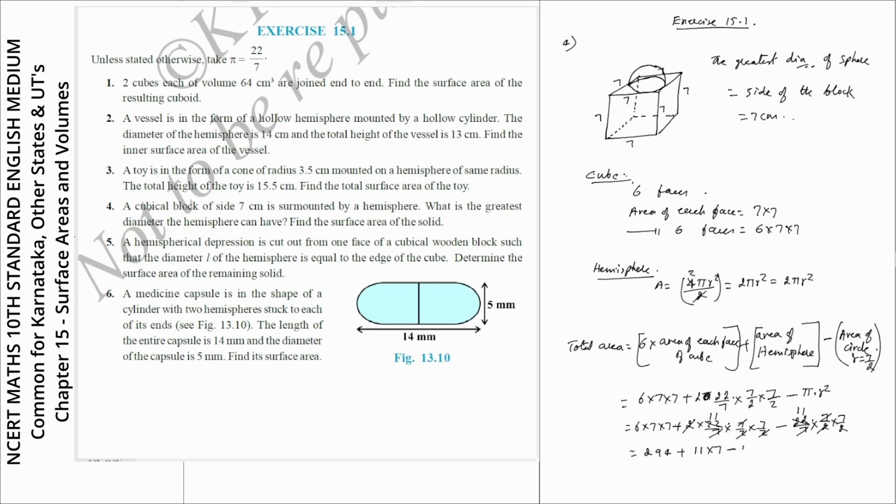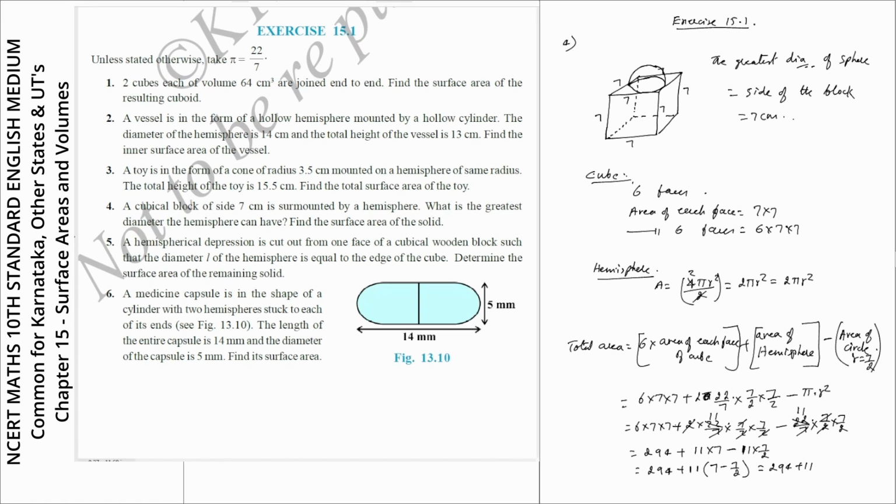So I am left with 11 into 7 minus 11 into 7 by 2. So this is equal to 294. Now plus here 11 I can take common, 11 if I take common, 7 minus 7 by 2. So this is equal to 294 plus 11 into 7 minus 7 by 2.